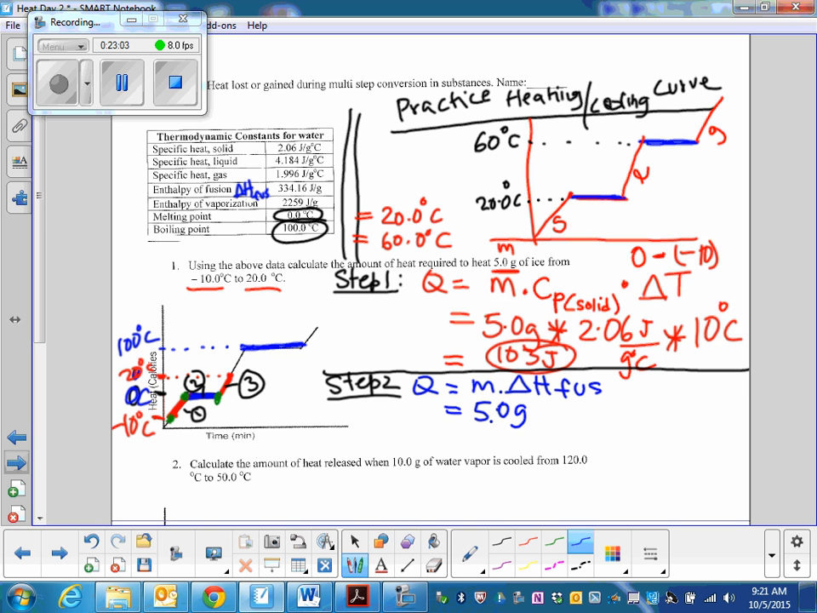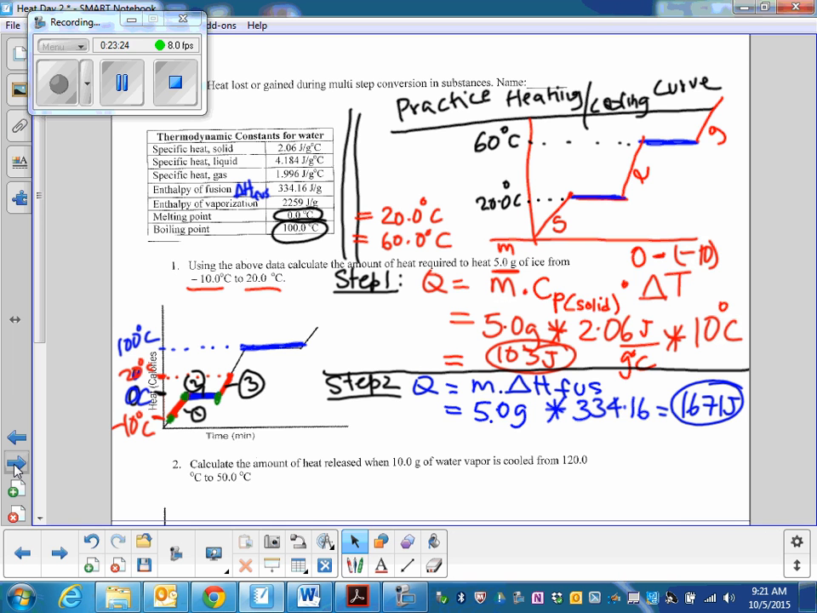Are there questions on that? Times 334.16. And now if I multiply, I get 5 times 334.16. I get 1671 joules. So what have I done? I've done my step 2.